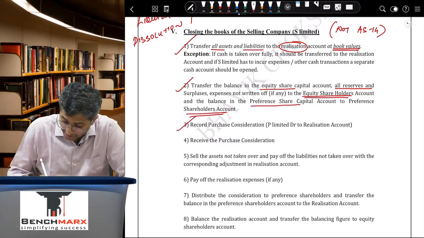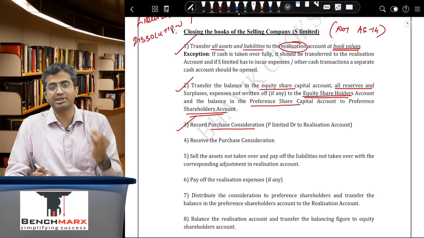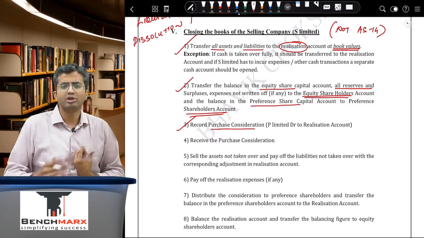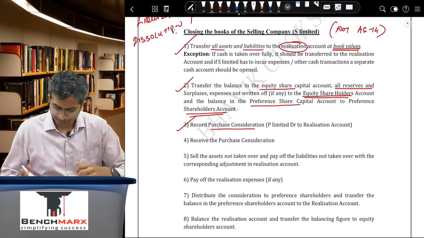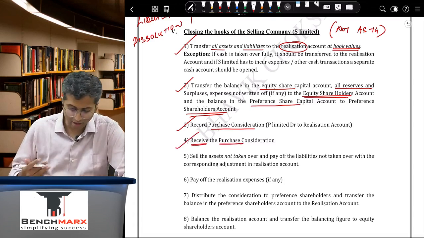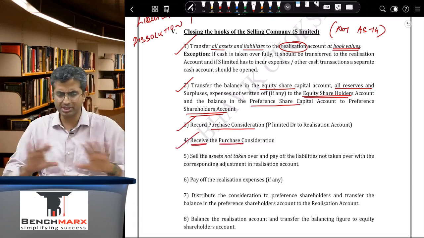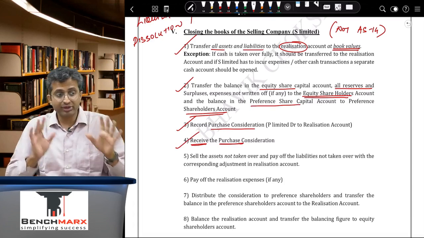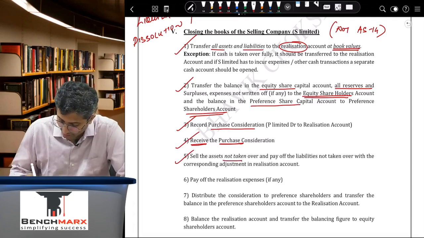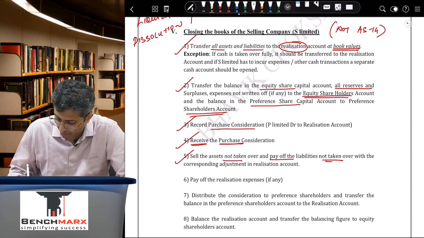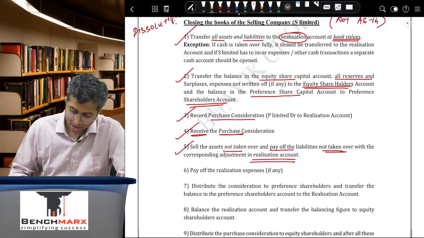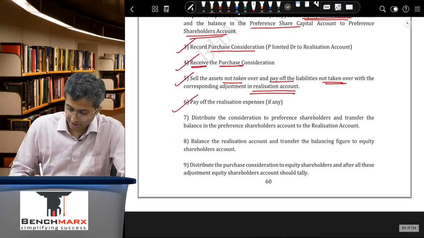Third, you will record the purchase consideration. You will make the purchasing company a debtor, and you will say that in lieu of this, you have to kind of give me money. And then you will receive the purchase consideration, you will receive the money or receive the shares. So the purchasing company account closes. Then you will have to see if there are certain items which the purchasing company has not taken over. Then sell the assets which are not taken over, pay off the liabilities which are not taken over, and the corresponding adjustment will be done in the realization. If there are any realization expenses, pay them off.